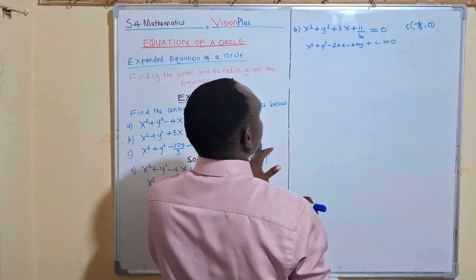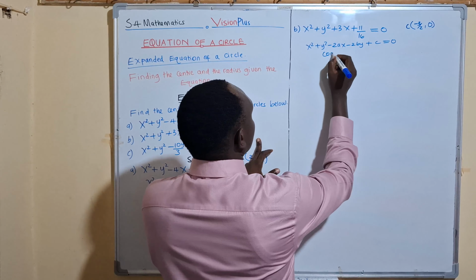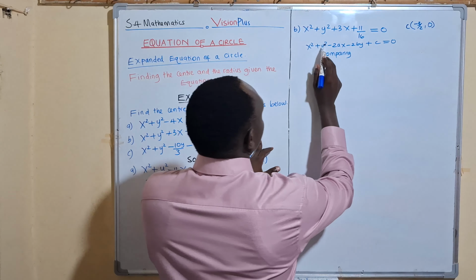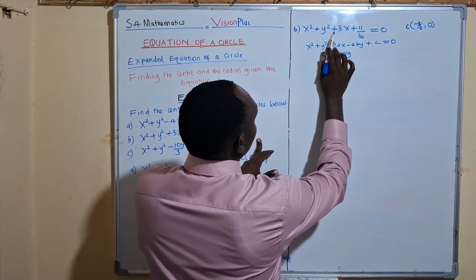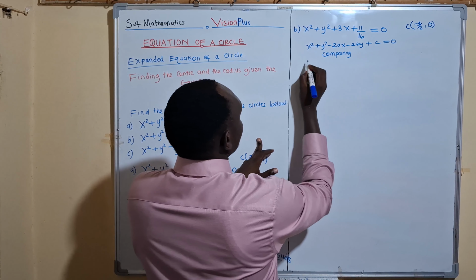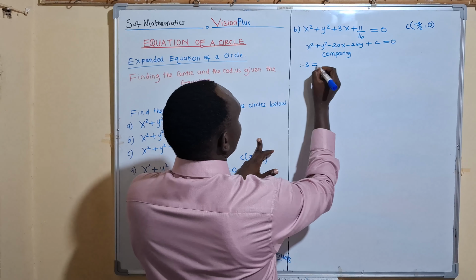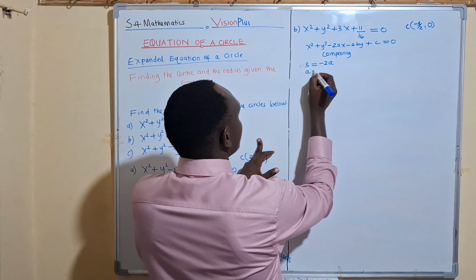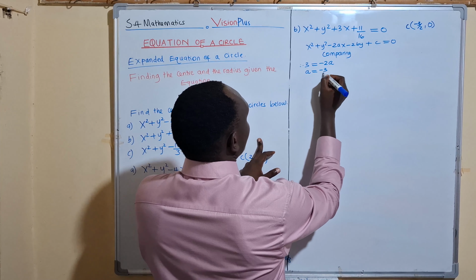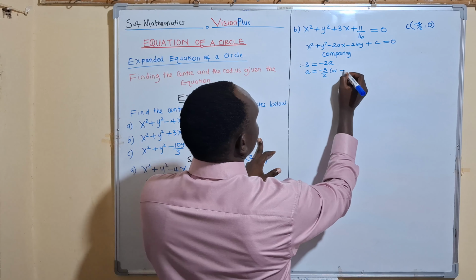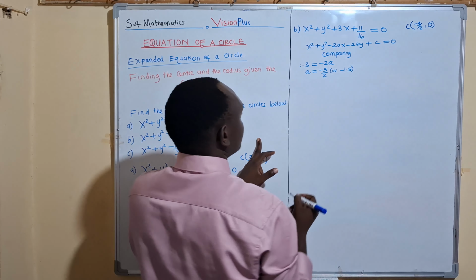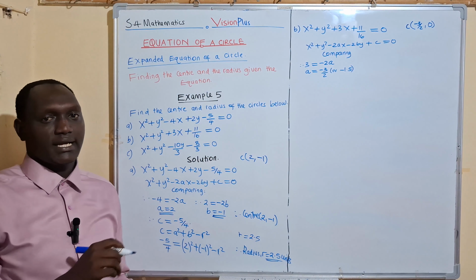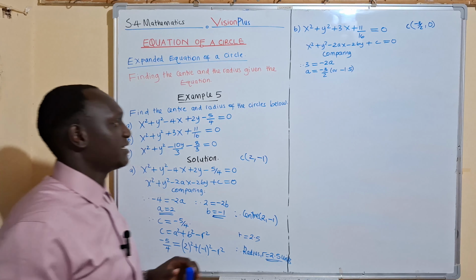And then comparing here, you see that positive 3 corresponds to negative 2a. Therefore, 3 corresponds to negative 2a. Divide both sides by negative 2. So a is negative 3 over 2, or simply negative 1.5. They are the same. You can write it in fraction or decimal as long as it is not a recurring decimal. It is a terminating decimal.